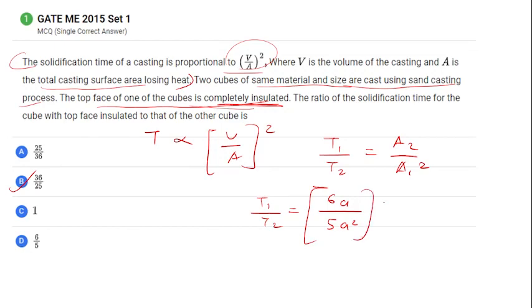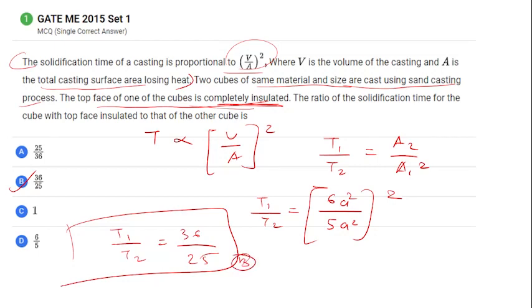Okay, 2 whole square. It means the volume is not affected, only this one side is changed. No, no. See, your heat dissipation is from volume. Only your dissipation depends upon the surface area which is losing the heat. Okay. So your T1 by T2 will be 36 divided by 25. Option B is correct. So solidification time depends on the area of contact and not on the volume.